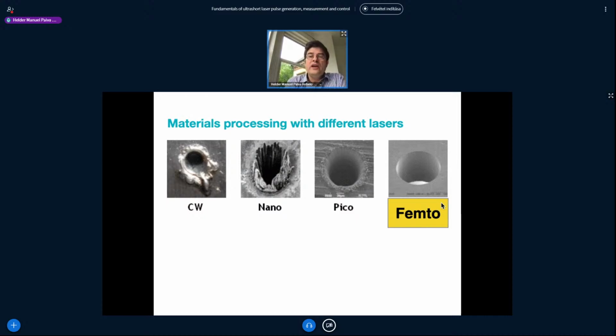Among other things that these pulses can do, and a very important thing, which I will be telling you about very soon, is nonlinear optics. So you can change the color of light using these lasers. You can make a red laser become a blue laser, for instance.